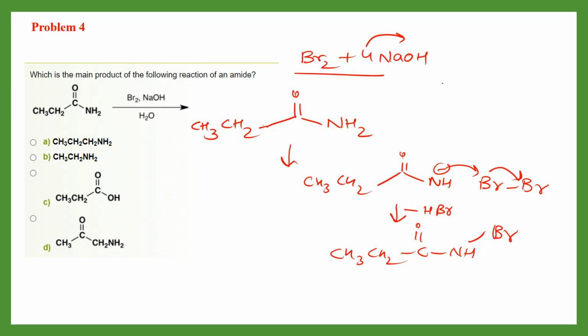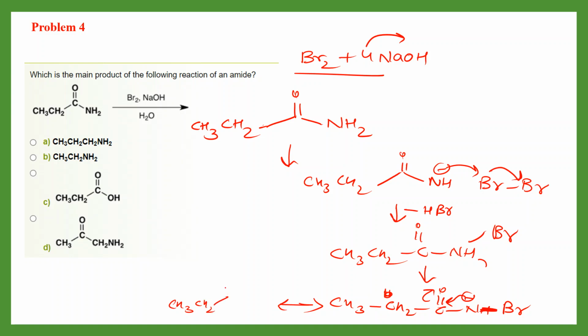Now tell me the next step. The base is there, and I have told you, the first base has been utilized, correct? Now it's the turn of the second base. It will again abstract a proton, correct? So it will form CH3CH2CONBr negative. Let's say it has undergone resonance. Let's draw its resonating structure: CH3CH2, O negative, double bond N, Br. This is just its resonating structure.